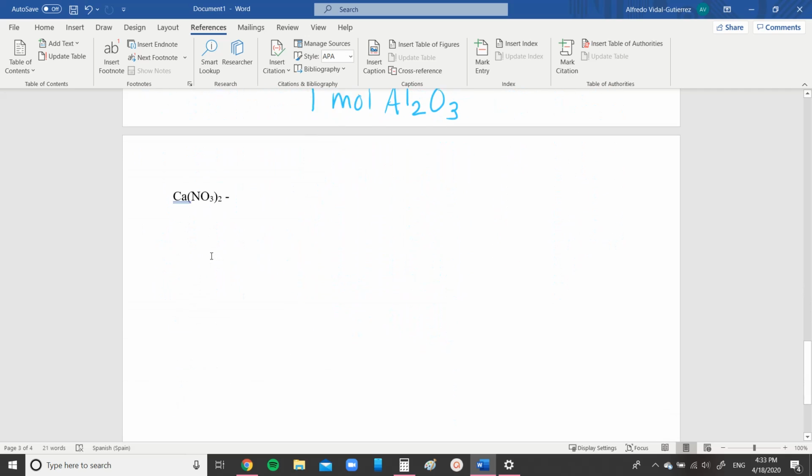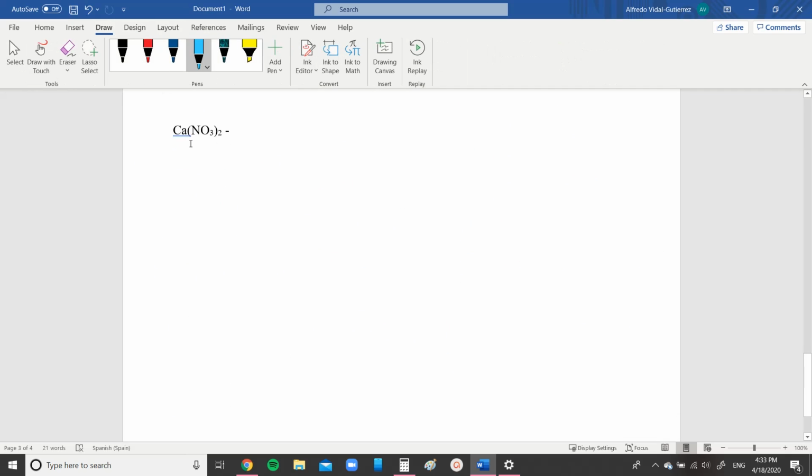And so the last example that we have, probably the more complex one of them all, we have calcium nitrate. Now calcium nitrate has a polyatomic ion within it, so it's a little bit more complex, but not too much. First, we want to break down how many of each atom that we have. So we can see that we have 1 calcium atom, and we have 2 nitrate ions. We are going to split it apart into nitrogens and oxygens.